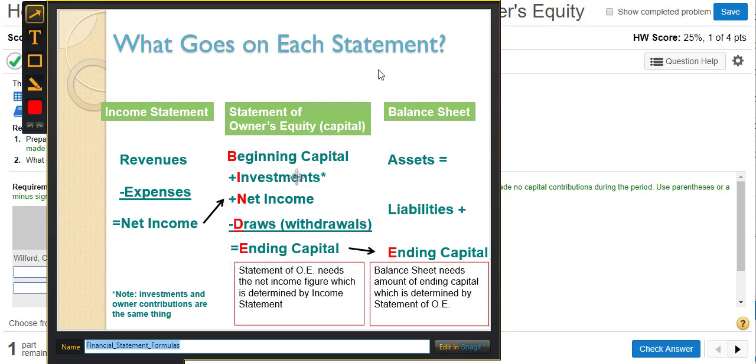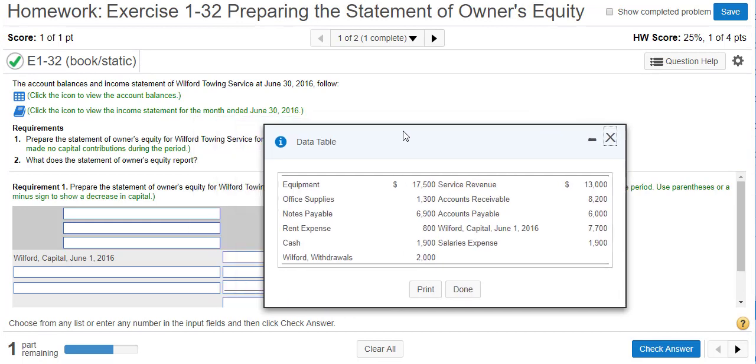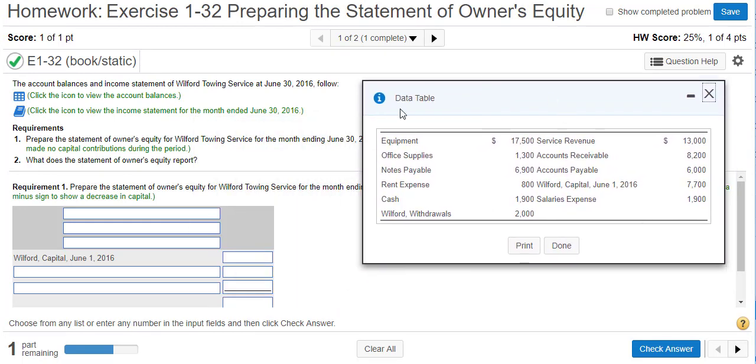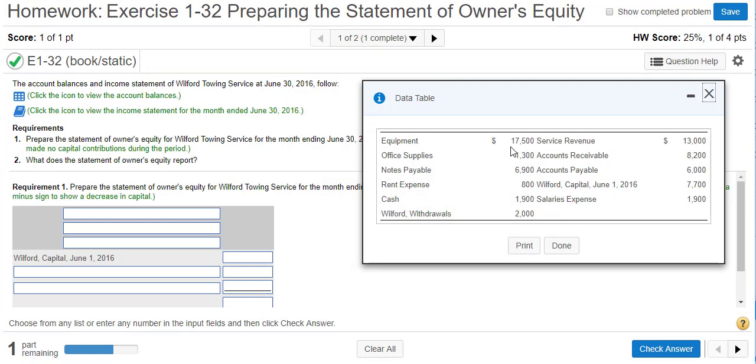So let's go back to the statement of owner's equity for this exercise, and we're going to use this formula, BIND with an E, to create Wilford Towing Services statement of owner's equity. So we have our box again of their randomized accounts. They're in random order. And we also have the income statement. We only need this when we get to the net income. The net income will be found here because it's not found over here.